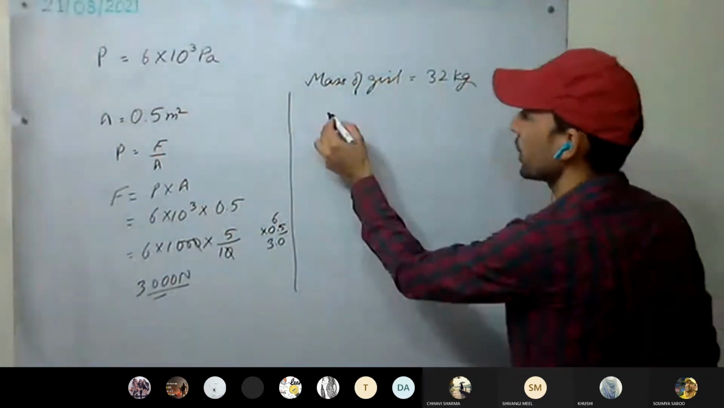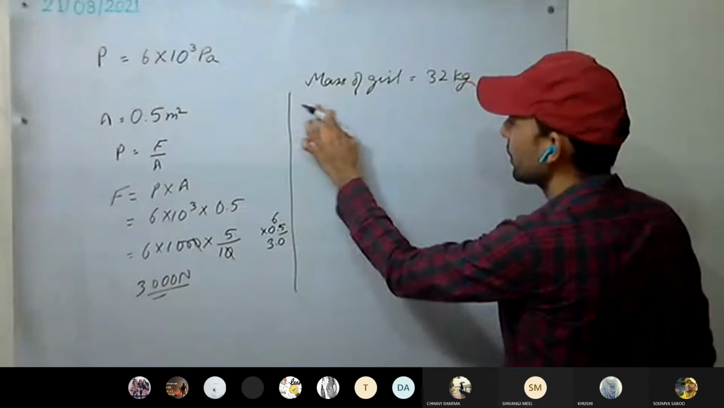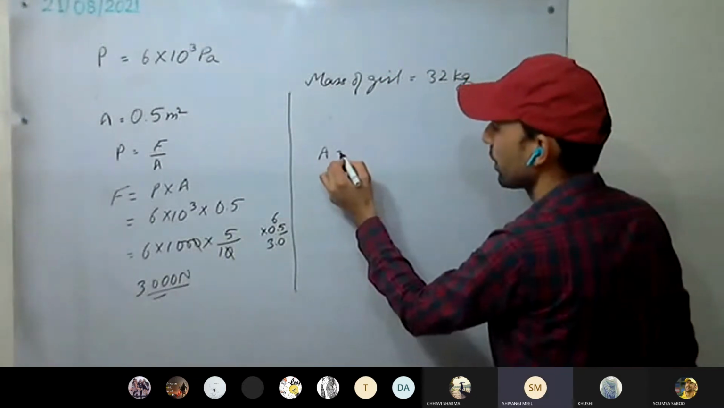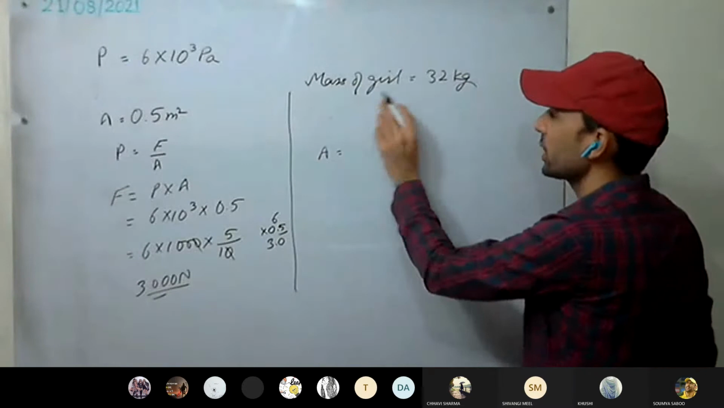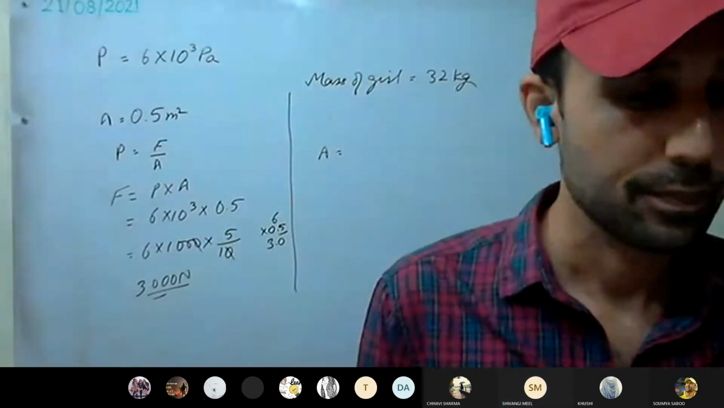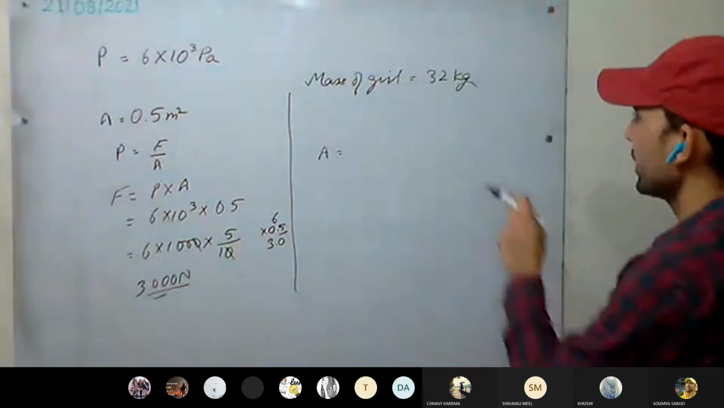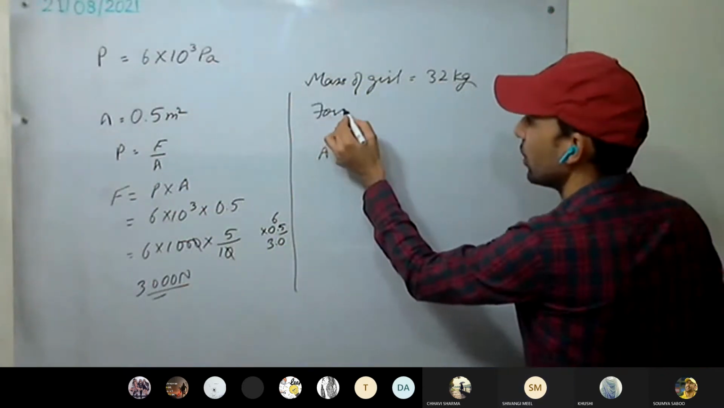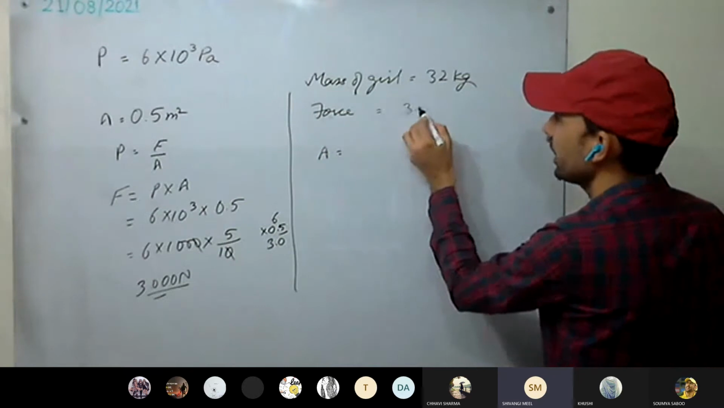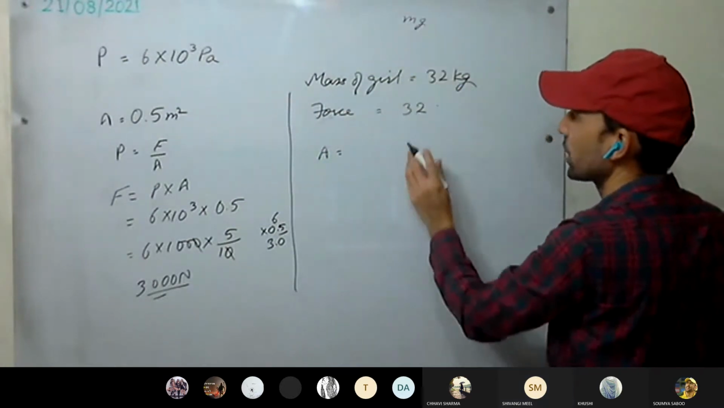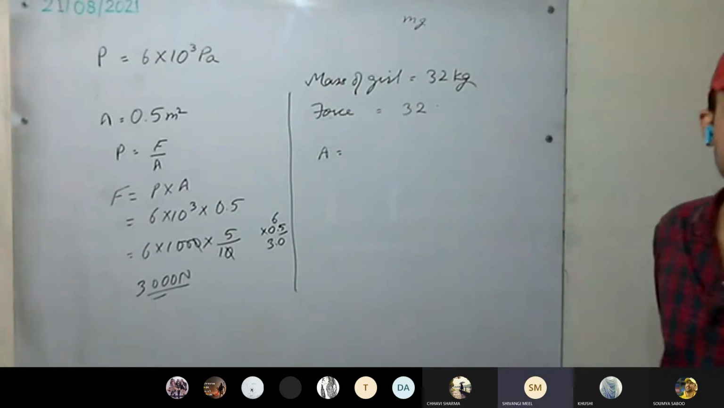80 centimeter square. So the area is given. Leave some space, you have to calculate the force as well. 4 into 10,000 Pascal is the answer. That's fine. The mass of the girl is given, and what will be the force? Force exerted by the girl: 320 Newton. The force exerted by the girl will be 32 into 10, m into g.